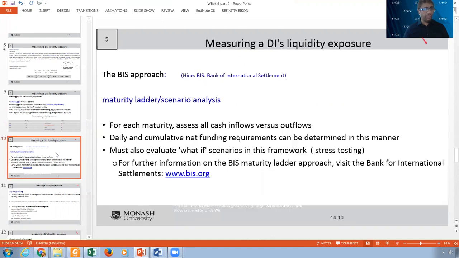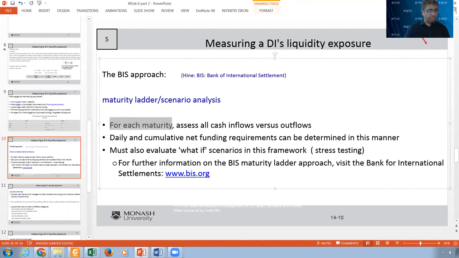Okay, let's go to this, the BIS. BIS, there is no calculation. It's a maturity ladder. So for each maturity, maybe you take 1 to 30 days, maybe you take 1 to 3 months, for each maturity, you have to assess, depends on how many maturities you have. You can have it on 1 to 3 months, 3 months to 6 months, 6 months to 1 year, 1 year to 2 years. It's up to you.